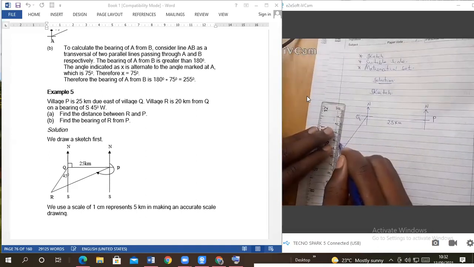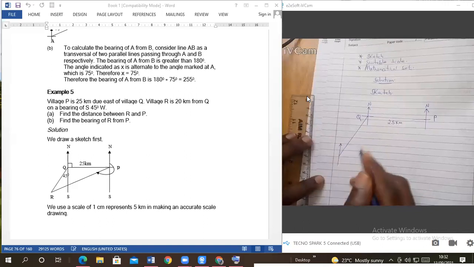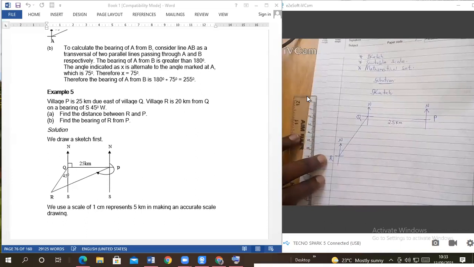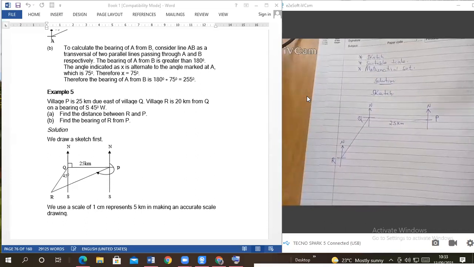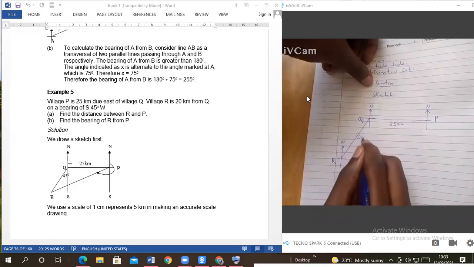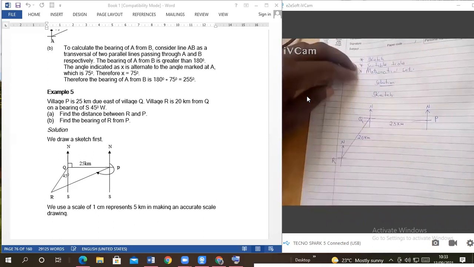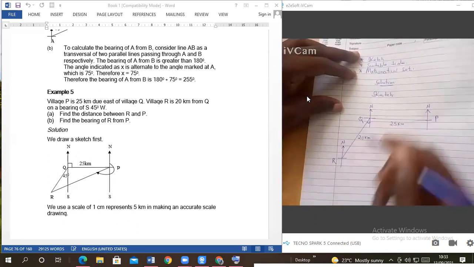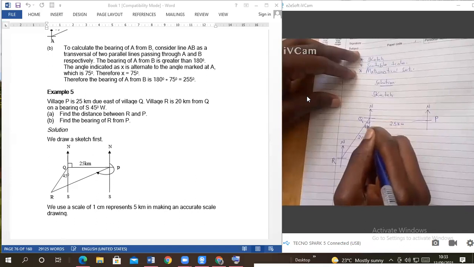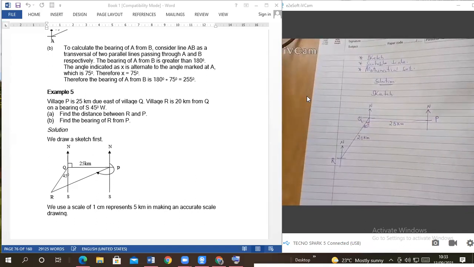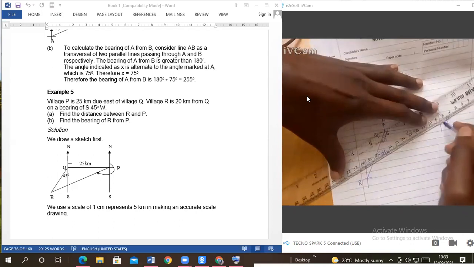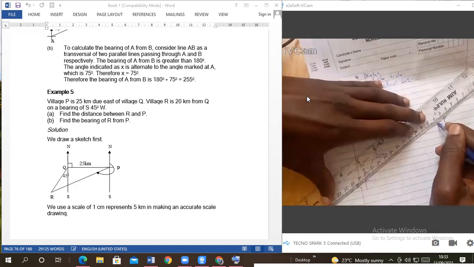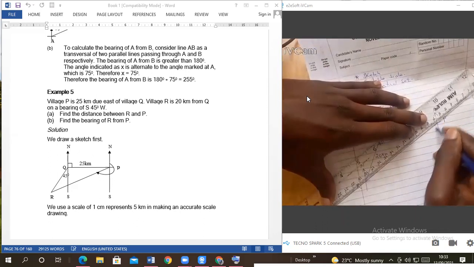Then we put that one here. Then we put this one also there, north. So which means this is R. Have you seen that? What's the distance? It is 25 kilometers. What is this angle, members? That angle is 45 degrees. Now join this one with a dotted line. Join P and R with a dotted line.